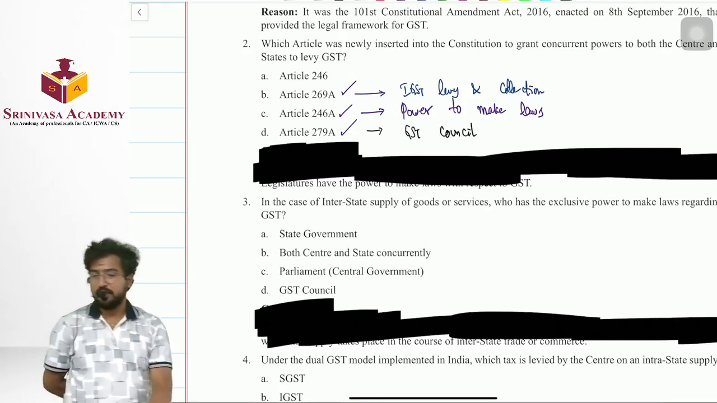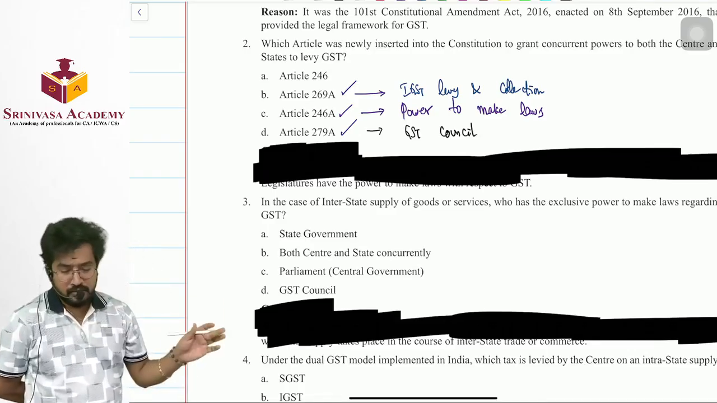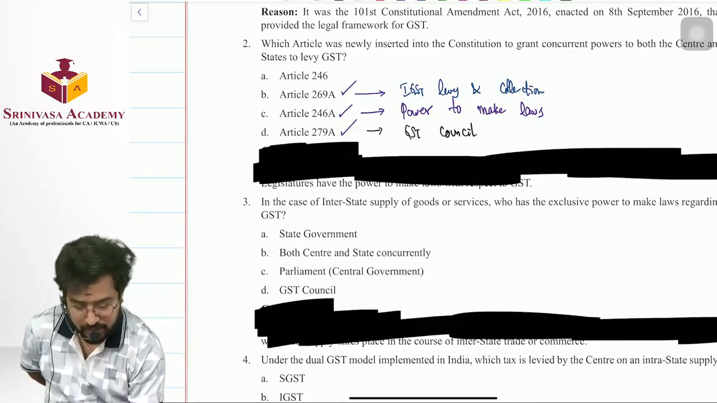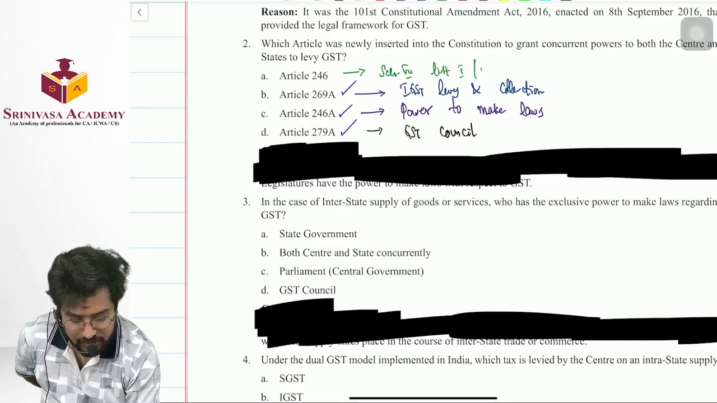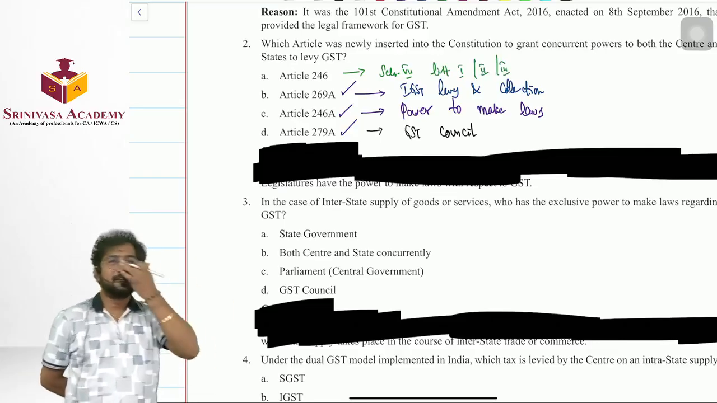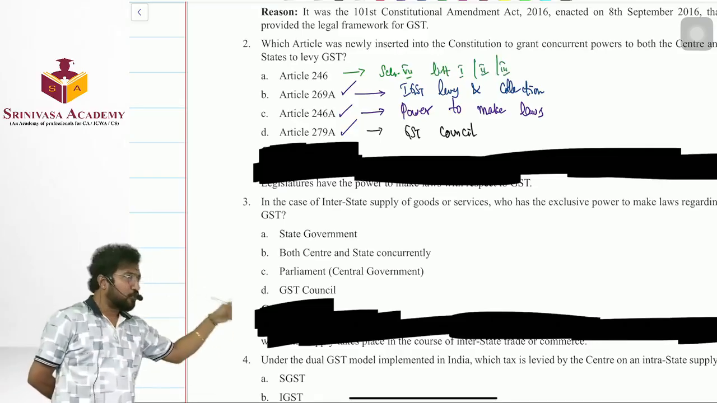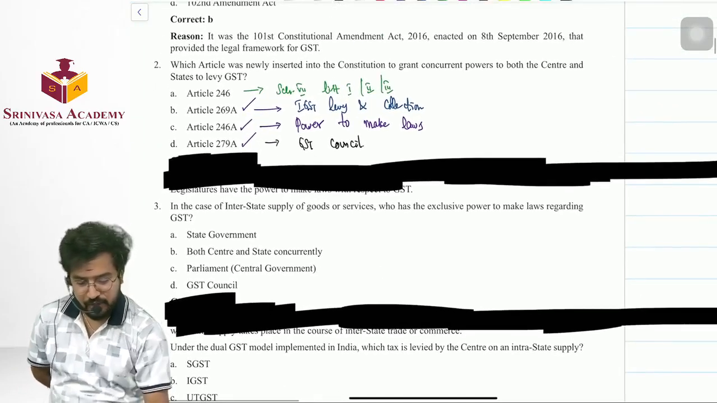Okay, GST Council. Everybody, shall we continue? 246, list 1, list 2, with the Schedule 7. So these are the articles, very important. Please remember them. Next. So what is the answer here?